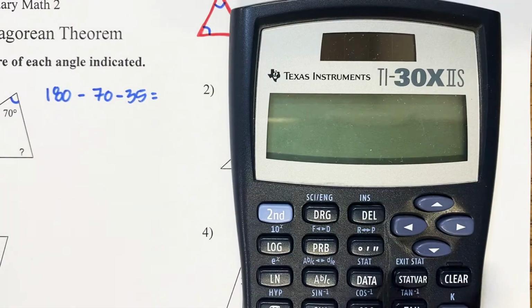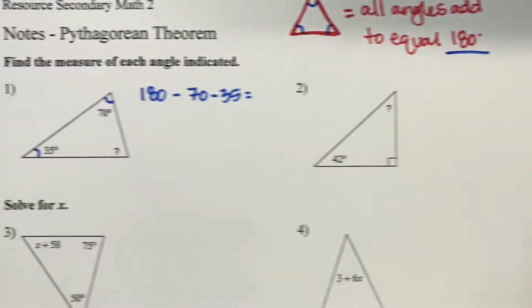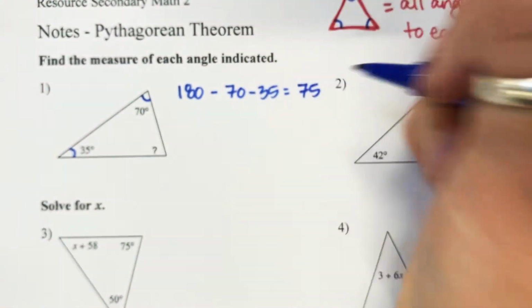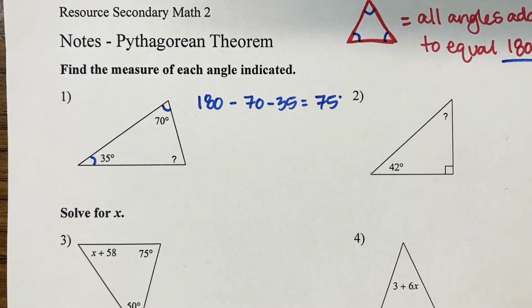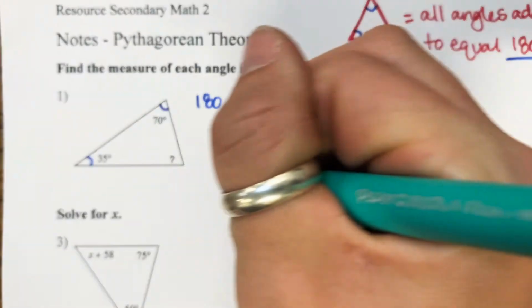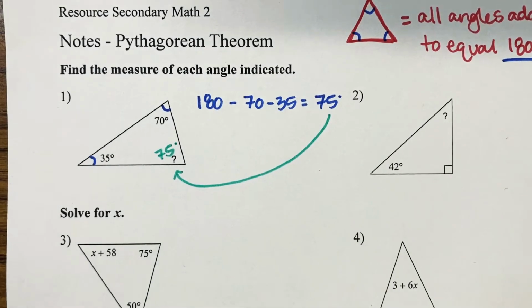We can just put this right into a calculator. So I got 180 minus 70 minus 35, and that's going to give me 75. 75 degrees is that third angle right there. So we know that angle has to be 75 degrees.